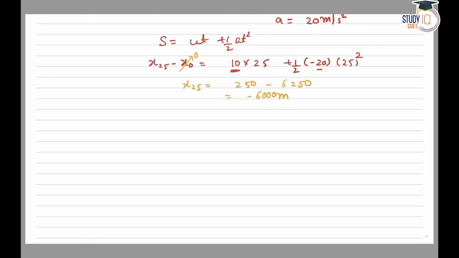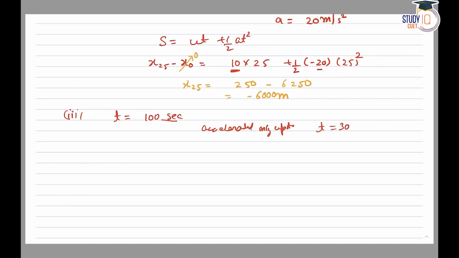Now third part, we have to define the position at t equal to 100 seconds. So in this case, throughout the time, the particle is not accelerated. The particle is accelerated only up to t equal to 30 seconds. In this case, the acceleration is only up to t equal to 30 seconds.